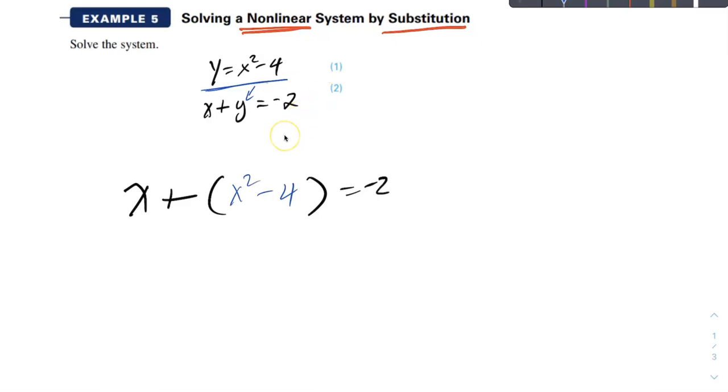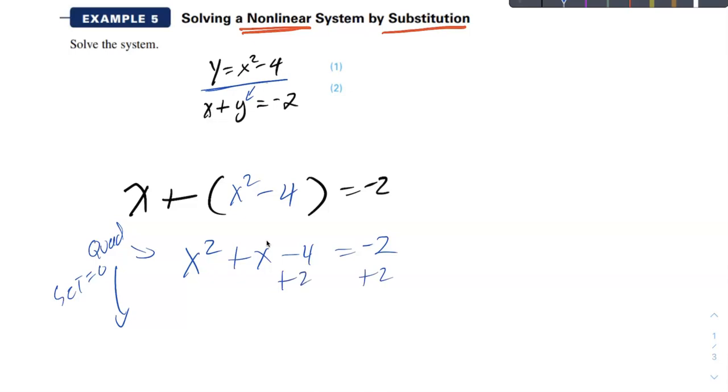Now I'm going to simplify this a little bit. I really can't add anything, so I'm going to rearrange it. Now this is a quadratic. Remember the way you solve a quadratic is you set it equal to 0, and then you can either factor or use the quadratic formula. Let's add 2: x squared plus x minus 2 equals 0.